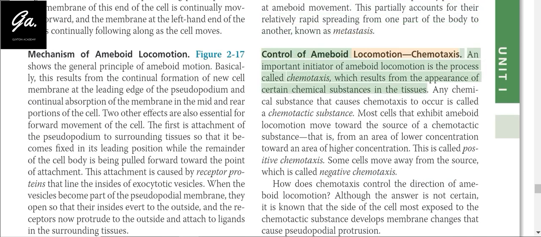Chemotaxis. An important initiator of amoeboid locomotion is the process called chemotaxis, which results from the appearance of certain chemical substances in the tissues. Any chemical substance that causes chemotaxis to occur is called a chemotactic substance. Most cells that exhibit amoeboid locomotion move toward the source of a chemotactic substance, that is, from an area of lower concentration toward an area of higher concentration. This is called positive chemotaxis. Some cells move away from the source, which is called negative chemotaxis.